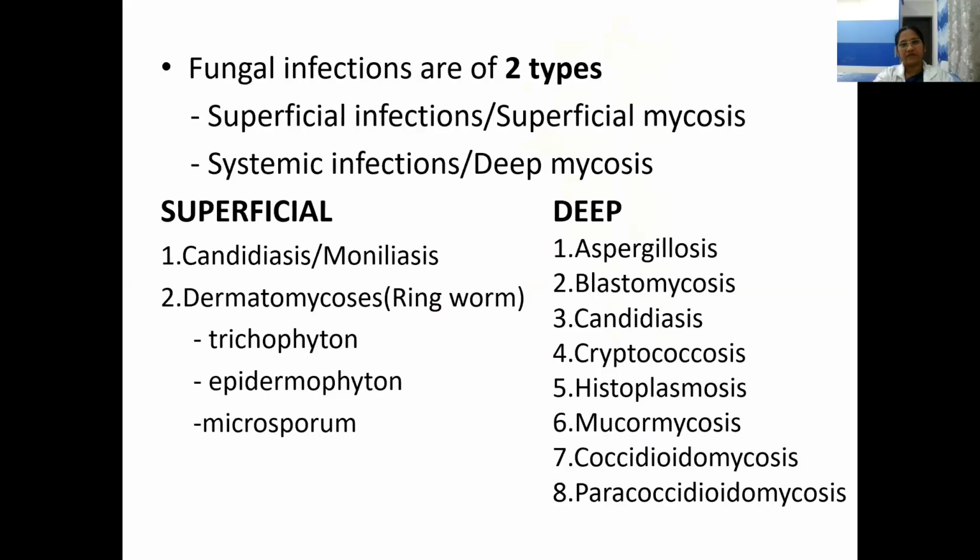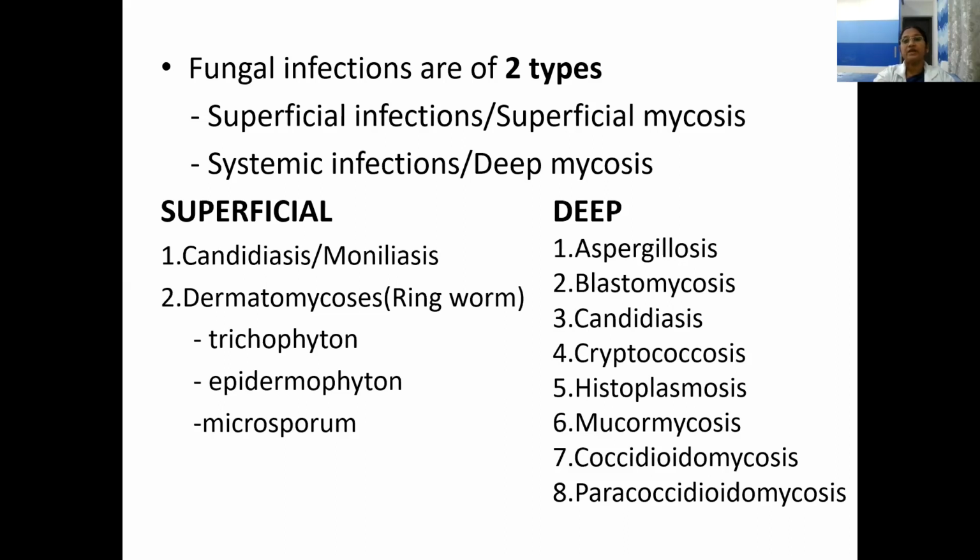Coming to the infections, there are two types: superficial infections, also known as superficial mycosis, and the second one, systemic infections or deep mycosis. The examples for superficial mycosis are candidiasis, also known as moniliasis. Another example of superficial infection is dermatomycosis, the common name of which is ringworm infection. It includes Trichophyton, Epidermophyton, and Microsporum.